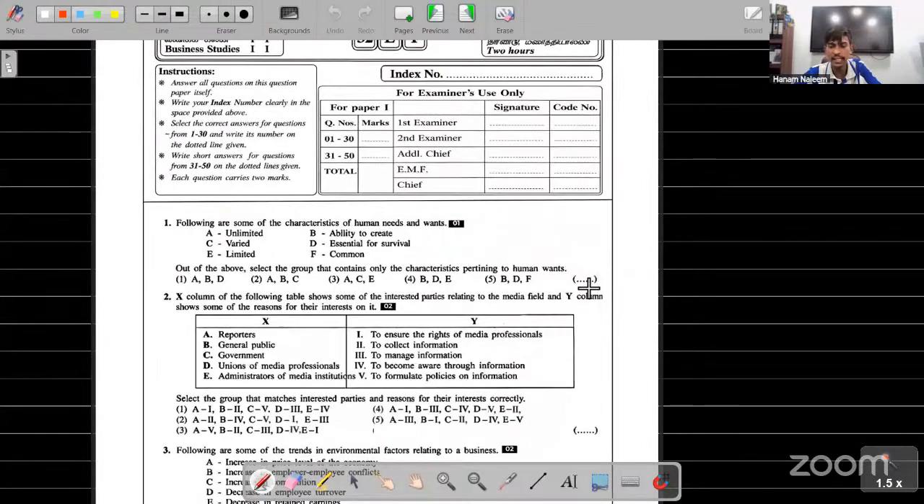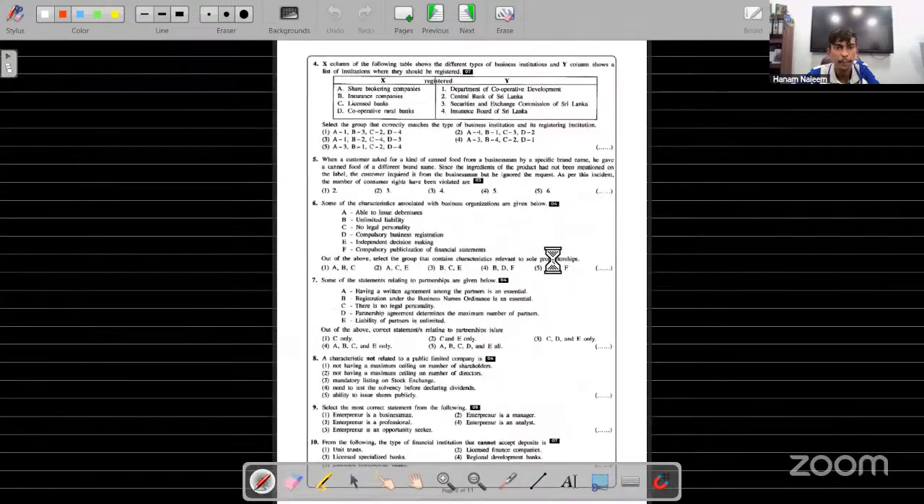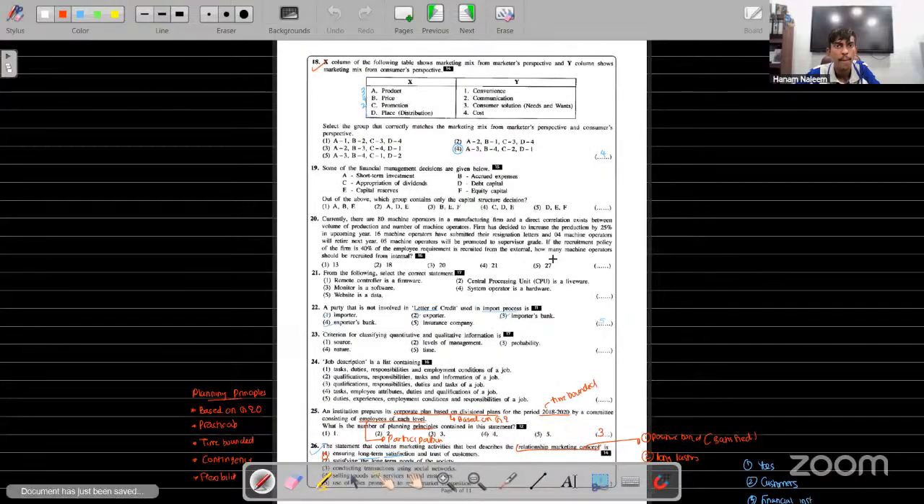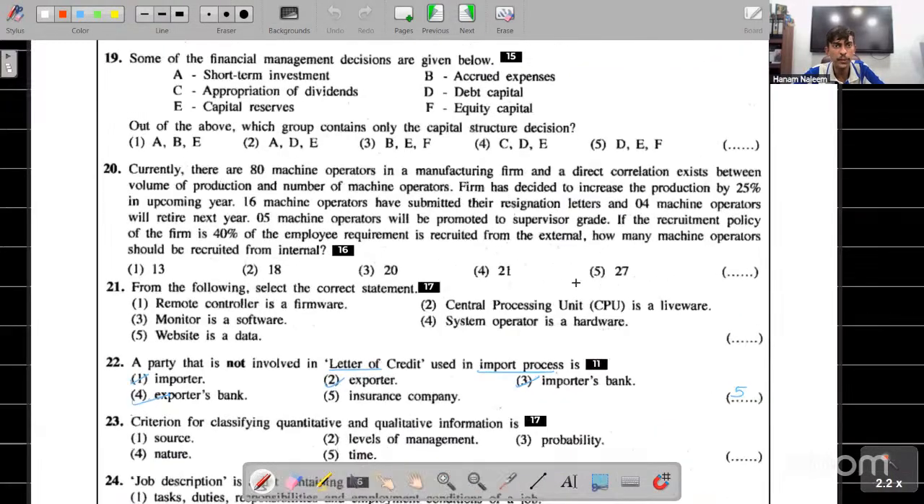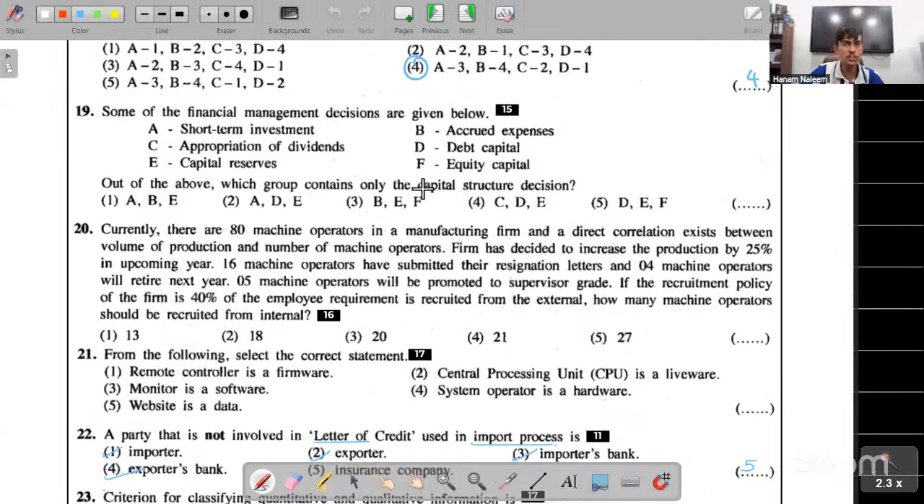2017, question number 19. Some of the financial decisions are given below. Out of the above, which group contains only the capital structure decisions? What do you say? Is it an investment decision or a financing decision? Capital structure usually falls under financing decisions. Financing is the way you get money.